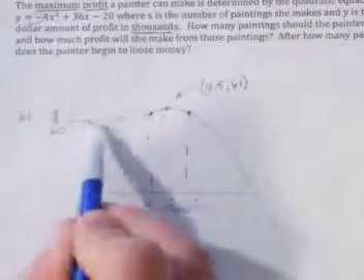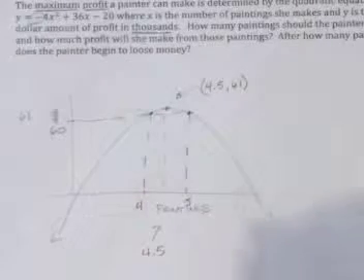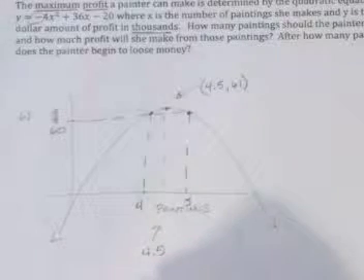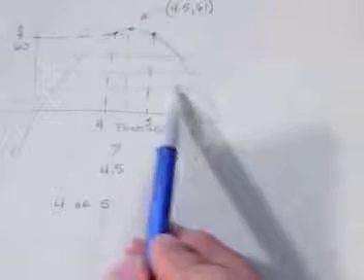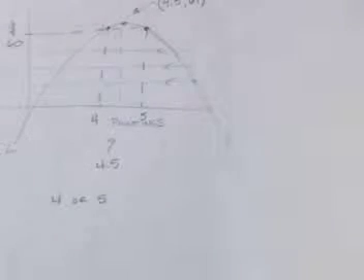So the painter should either make 4 or 5 paintings. If she makes more than that, look what happens to my graph. The parabola starts to descend, and any y value beyond 5 paintings is certainly going to be less than the $60,000 she could make if she made 5 paintings.